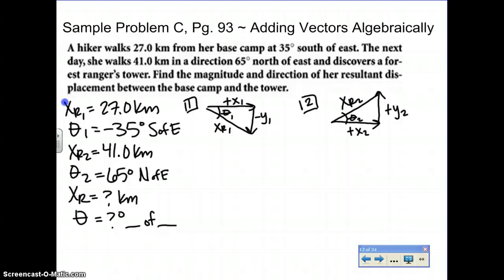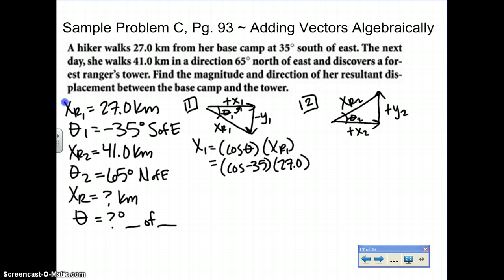So on this bow tie triangle, x sub 1 is going to be which trig function? How is x in relationship to theta? X is adjacent to theta, so that would be cosine theta times resultant. Get your calculators out. Don't just wait for me to do this for you. That should be a cosine of negative 35 times 27.0, which is going to give you 22 kilometers.